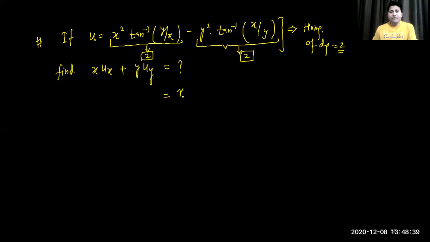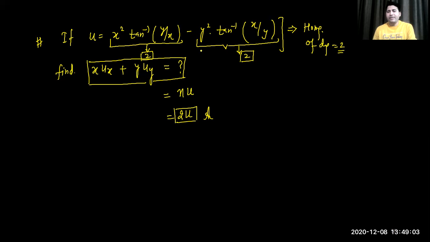Directly by Euler formula, it should be n into u. n is 2, that is the degree. So 2 times u is the result for this question. Even if you apply the concept of partial differentiation and solve by the long, descriptive process, it will take too much time. Now by using the concept, you get the answer in the quickest possible time.